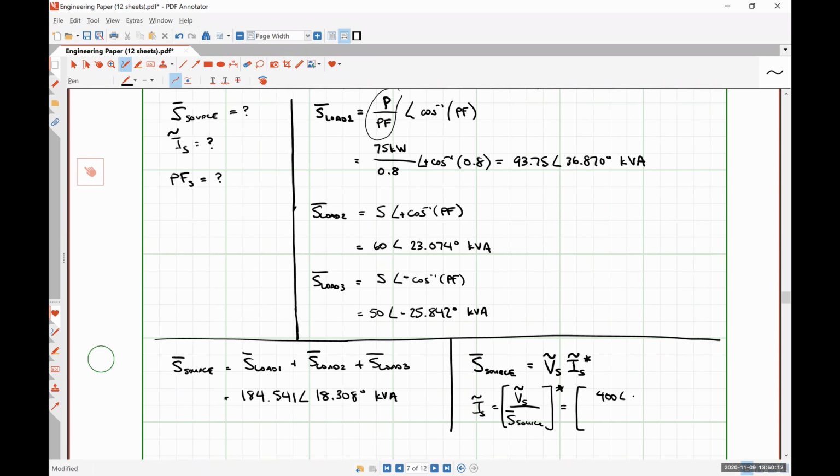Yes, the conjugate of angle 0 is 0, still 0. Don't need to do anything there. We could call it -0 if it makes you sleep better at night. There's really no reason to change anything. What's the conjugate of our complex power supplied by our source?